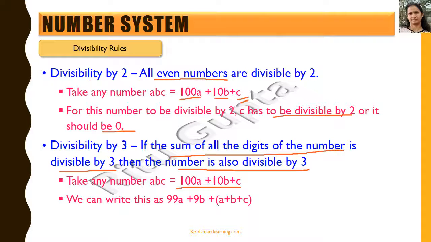And now we can write this as 100A getting broken up into 99A and A. Similarly, 10B getting broken up into 9B and B. So we make this 99A plus 9B plus A plus B plus C. Now we know that 99A and 9B are divisible by 3. So the only condition that we have to meet is that A plus B plus C, which is nothing but the sum of the digits of the number, has to be divisible by 3 to make the complete number divisible by 3.